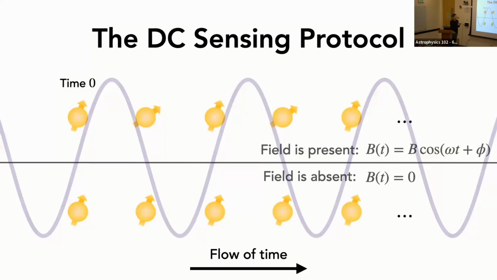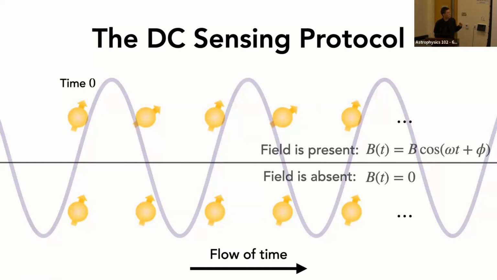And as a result, after an arbitrarily long time, when we just measure the spin, like in the original DC sensing protocol, we will not be able to accurately tell apart these two cases. Because when the field is present, it would just be fluctuating around there, and when the field is absent, it would just be staying. So directly applying the DC sensing protocol will not solve this problem.